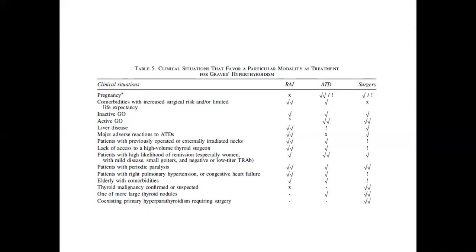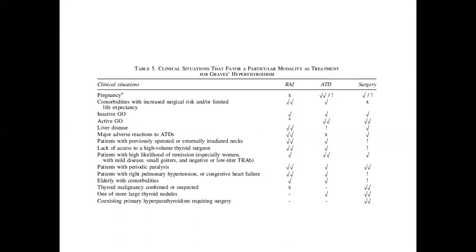And in patients with a high likelihood of remission, these are typically women with mild disease, with small goiters and negative or low titer TRAb antibodies. In these patients, antithyroid medications should be used with the hope that remission would be achieved with these medications.